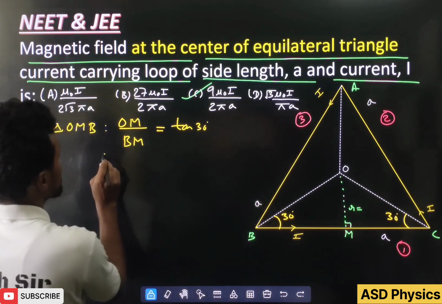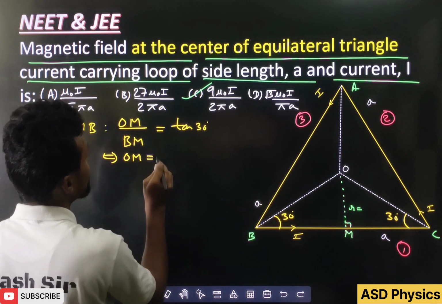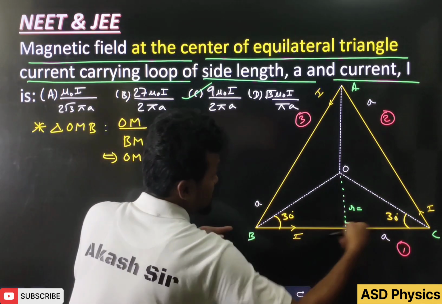Easy, we are doing it here. So now what is OM? This OM will be BM tan 30. BM, how much is it here? Total is A. So this is how much here?